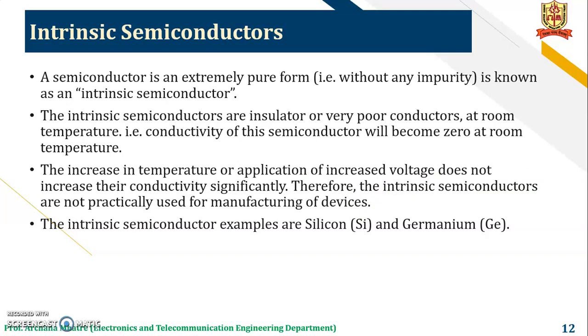First is the intrinsic semiconductor. A semiconductor in an extremely pure form without any impurity is called an intrinsic semiconductor. The intrinsic semiconductors are insulators or very poor conductors at room temperature. That is, the conductivity of this semiconductor will become zero at room temperature. Increasing temperature or application of increased voltage does not increase their conductivity significantly. Therefore, intrinsic semiconductors are not practically used for manufacturing of devices. Examples of intrinsic semiconductors are silicon and germanium.